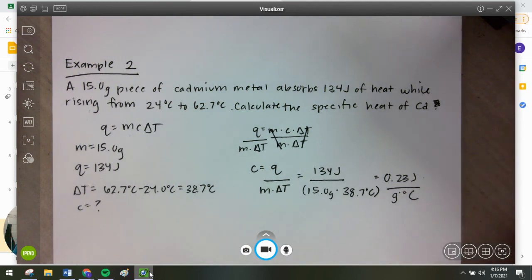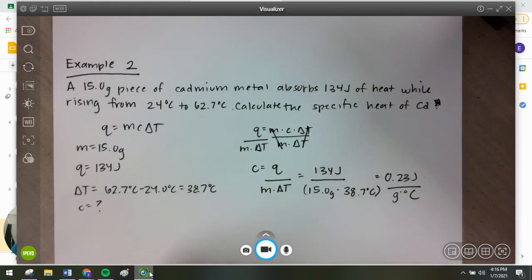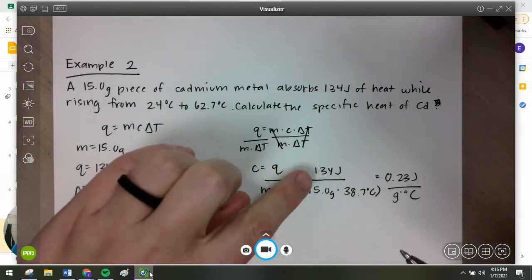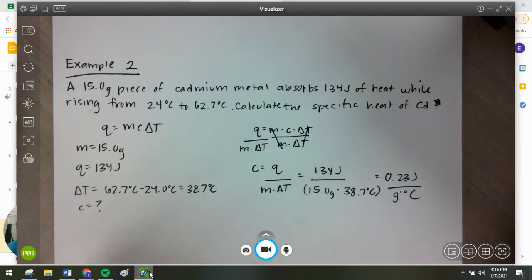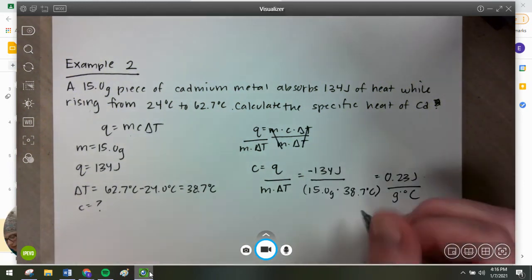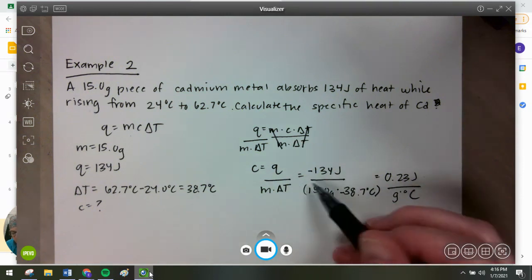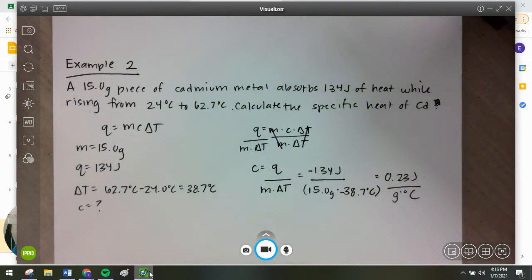Now, a word for you. If you are doing problems like this and you have a negative delta T, it is not possible to get a negative C value, because that means that you would add energy and it would get colder, which is physically impossible. So when you get a negative delta T, you're probably going to have a negative Q value, and then those will cancel each other out. And again, this is just an example. If this were negative and this were negative, they would still cancel out to give me a positive specific heat. So just be aware of that as you go along, that you cannot possibly have a negative specific heat. It defies the laws of nature in this situation.